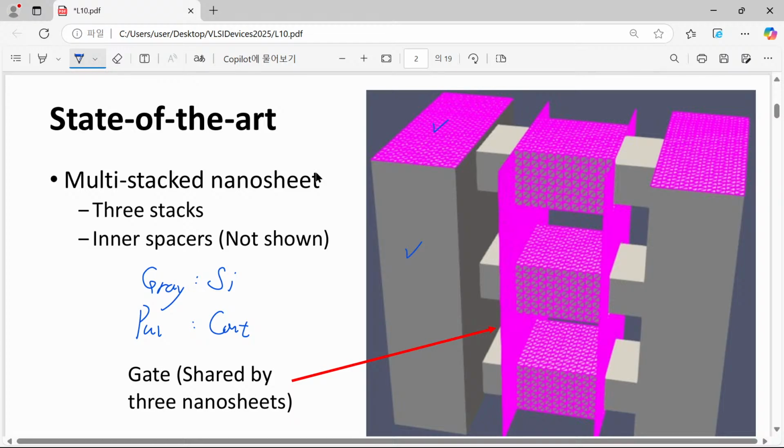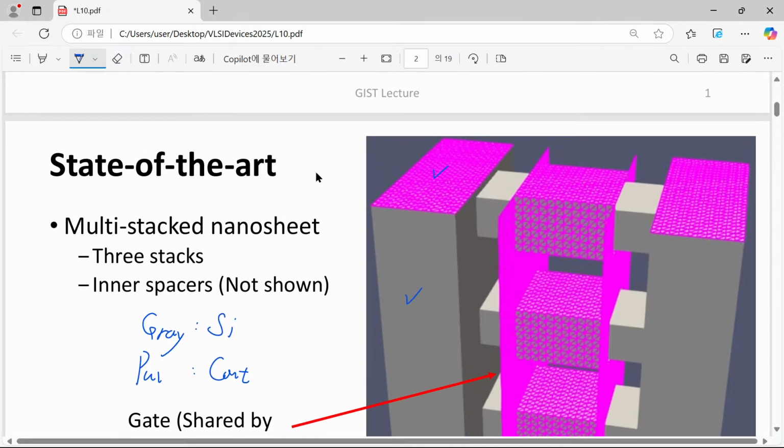Here we can find three different pieces of purple regions, and as you can easily imagine, one of them works as a source, and the other, symmetric one works as a drain. Which one is the source and which one is the drain doesn't matter, because at least in their intrinsic structure, they are identical and symmetric.